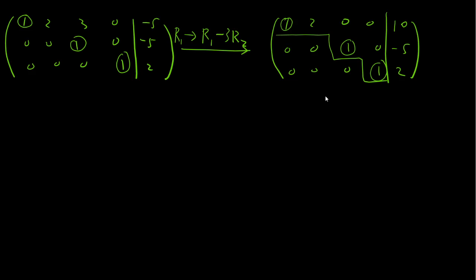Now let me summarize. Under what case does the system have many solutions? First of all, there are no leading ones to the right of the bar in the final form. In any case, you have to get the final form first. The other condition is there is at least one column to the left of the bar that has no leading one. In this case, column 2 has no leading one. Okay.